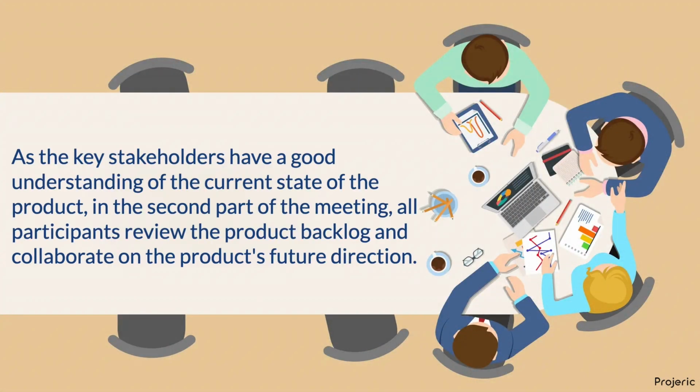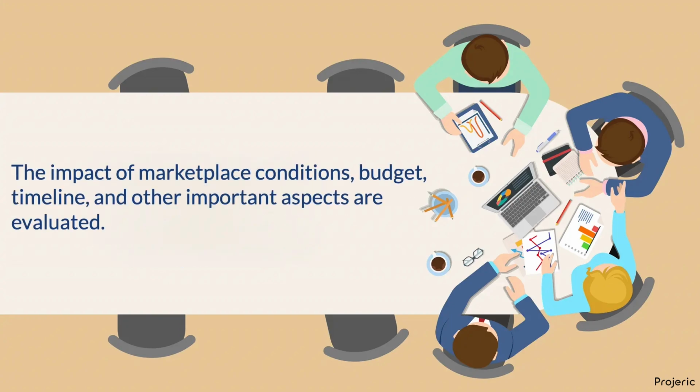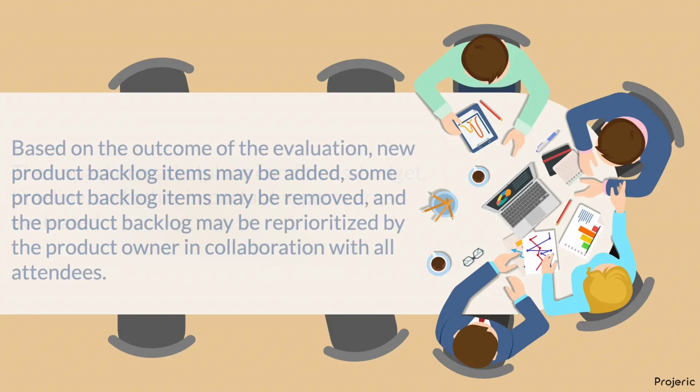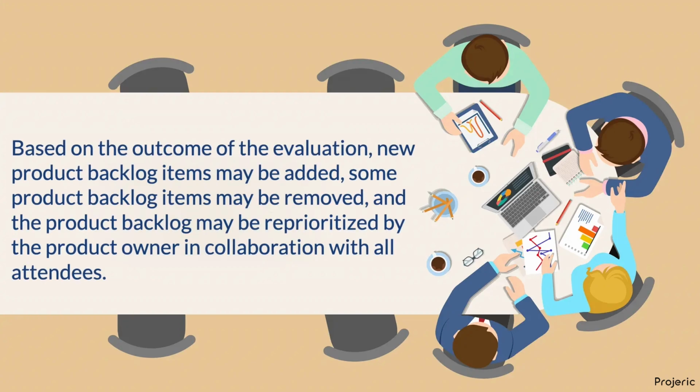As the key stakeholders have a good understanding of the current state of the product, in the second part of the meeting, all participants review the product backlog and collaborate on the product's future direction. The impact of marketplace conditions, budget, timeline, and other important aspects are evaluated. Based on the outcome of the evaluation, new product backlog items may be added.